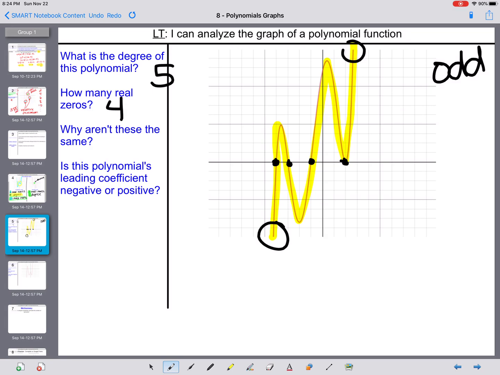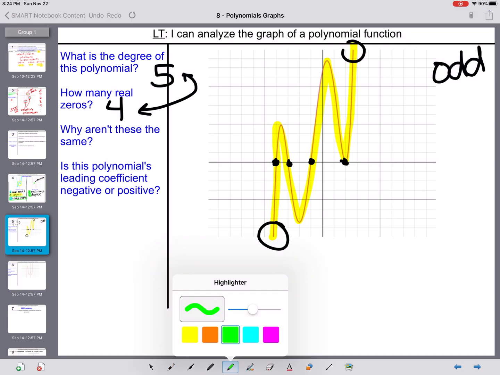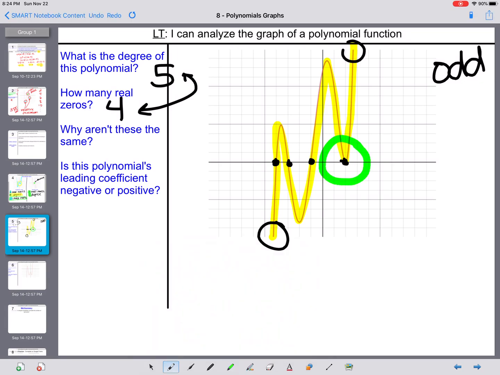Why aren't these the same? The next question says, why isn't 5 and 4 the same number, right? Remember in the do now I said sometimes the degree matches the number of zeros. Well, in this case it doesn't, and that's because right here it does that bounce thing. So if there's a bounce, that means we have a double root. So that root right there, that root of positive 2, we have it twice. So when you find solutions to this, if I were to give you the equation, you would get the root of 2 two times. So that's why we only have 4 real zeros, because one of them is a double root.